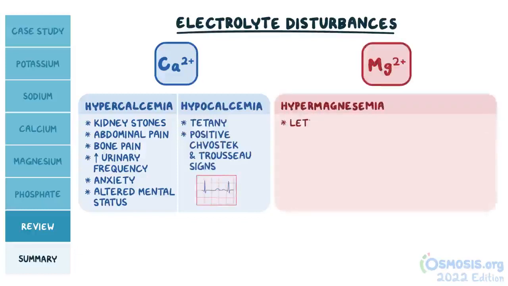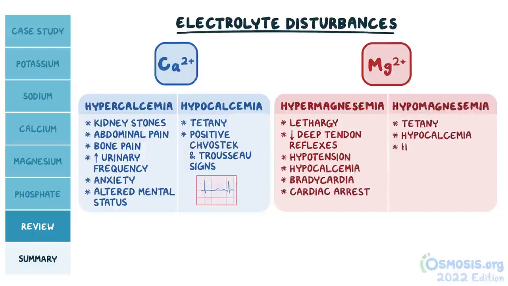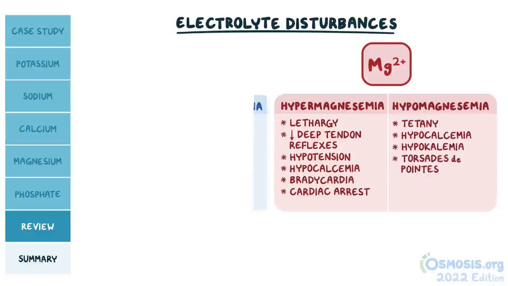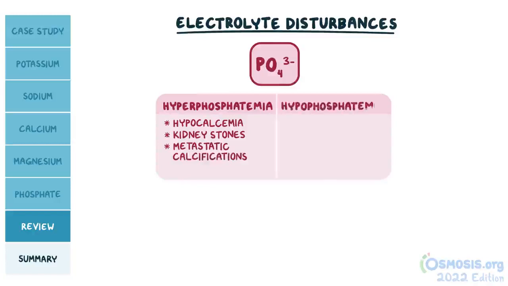Hypermagnesemia presents with lethargy, decreased deep tendon reflexes, hypotension, hypocalcemia, bradycardia, and even cardiac arrest, while hypomagnesemia presents with tetany, hypocalcemia, hypokalemia, and torsades de pointes. Finally, hyperphosphatemia can lead to hypocalcemia, kidney stones, and metastatic calcifications, while hypophosphatemia can lead to bone loss, osteomalacia in adults, and rickets in children.